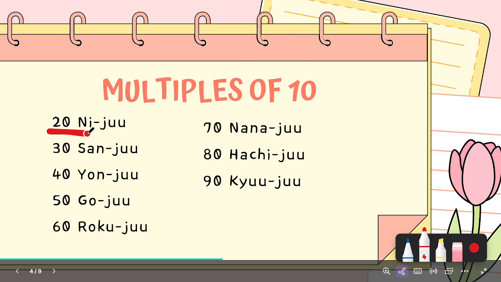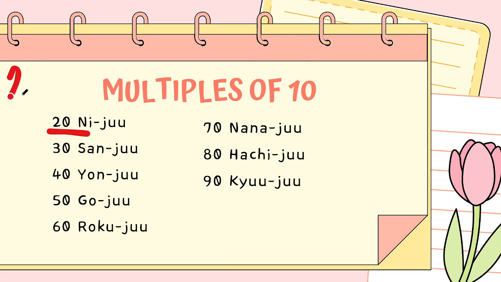For 20 we need to say 2 times 10. First we say 2, that is ni, then we have ju. For 20 we have ni ju. Similarly for 30 we have san ju. For 40, yon ju.